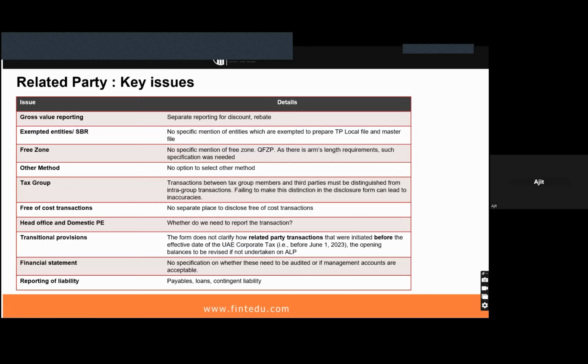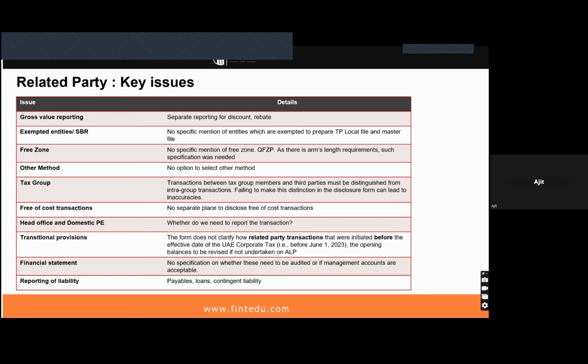Now, what are the key issues? I think most of these I already discussed, but to summarize: gross value reporting, where you need to disclose the gross sales. This is a kind of surprising thing for the disclosure form, but we'll get more clarity on this from the FTA, hopefully. Exempted entities: no specific discussion about the exempted entity. The disclosure form anyway would be there, but TP documentation is not applicable. So from a TP documentation perspective, one can put a comment that I am an entity claiming small business relief, so this is not applicable.